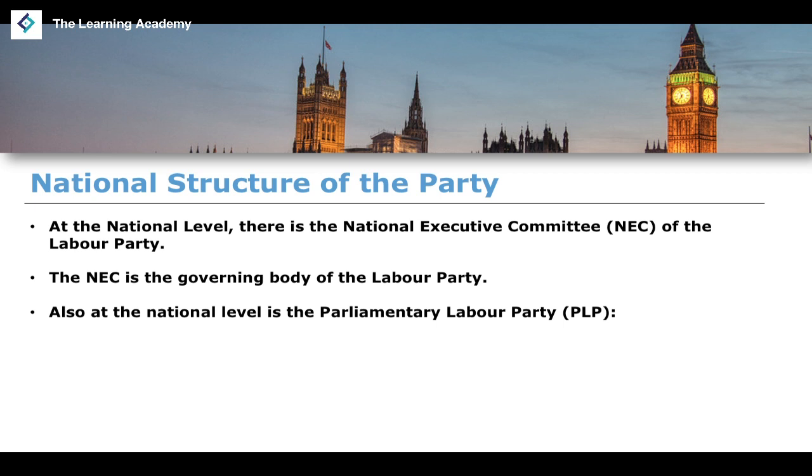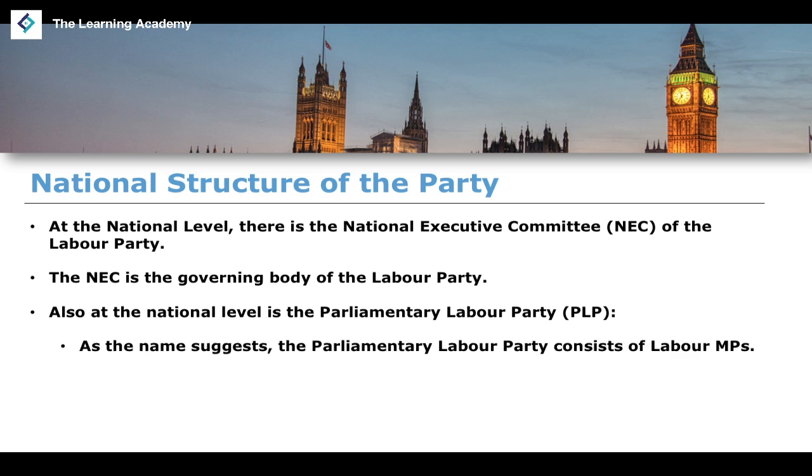And then on top of the National Executive Committee, we also have the national level Parliamentary Labour Party, the PLP. Now, the PLP, as the name suggests, consists of Labour MPs, so members of Parliament for the Labour Party. And we will get to what the PLP does when it comes to the appointment of a leader a little bit later on, just after we've talked about the trade union affiliations, because the PLP plays a very significant role, at least in the first stage of the election process of a new leader for the Labour Party.